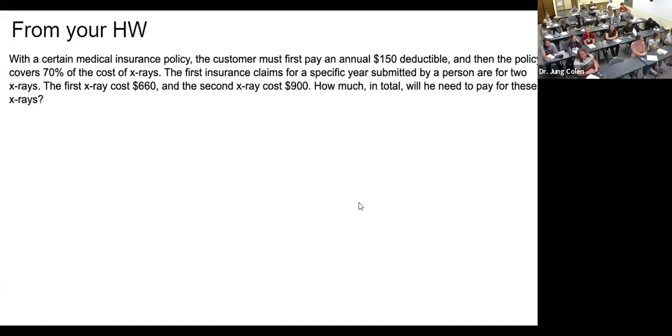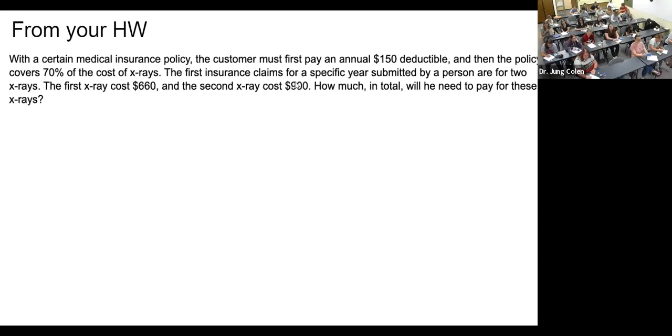So I want you guys to read this question, listen carefully. This is from your homework. It's a little bit confusing, okay? So with a certain medical insurance policy, the customer must pay an annual $150 deductible. You have to pay $150 at the beginning, right? And then the policy covers 70% of the cost of X-rays. If the policy covers 70% of the cost, how much are you responsible for? 30%. 30% is what you are responsible for, right? So keep that in mind.